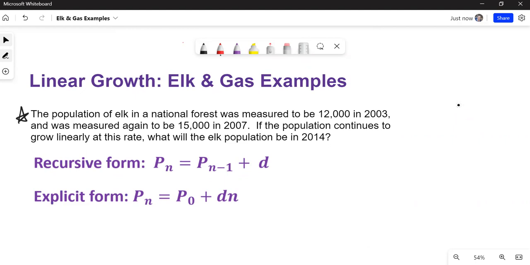The population of elk in a national forest was measured to be 12,000 in the year 2003 and was measured again to be 15,000 in 2007. Okay, so it seems to be growing. If the population continues to grow linearly at this rate, what will the elk population be in 2014?